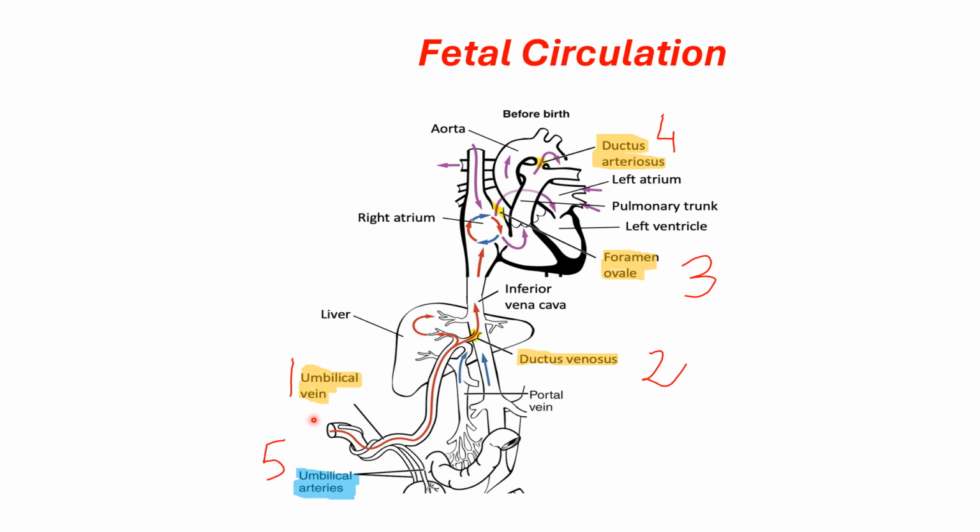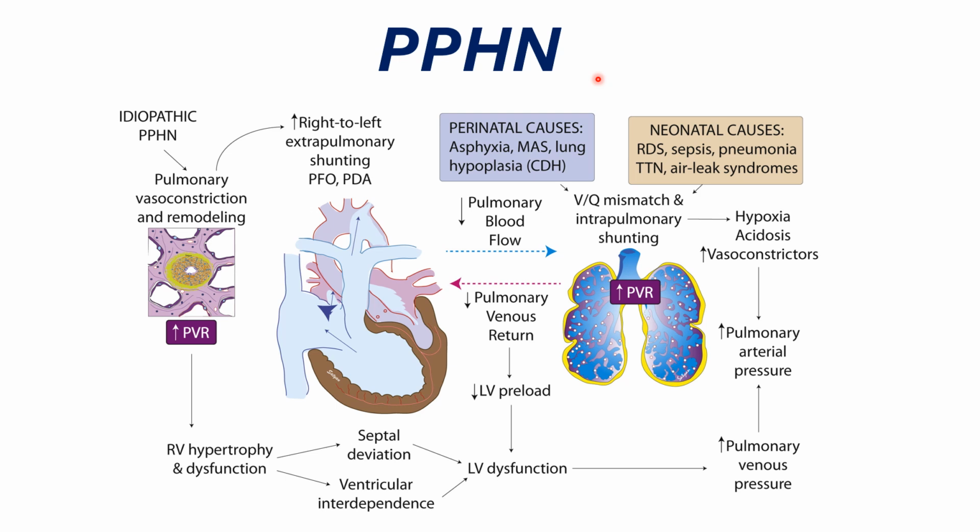Our next subject is persistent pulmonary hypertension of the newborn, the PPHN. Persistent pulmonary hypertension of the newborn is a condition where a newborn's circulation continues to bypass the lungs after birth, which results in severe hypoxemia.